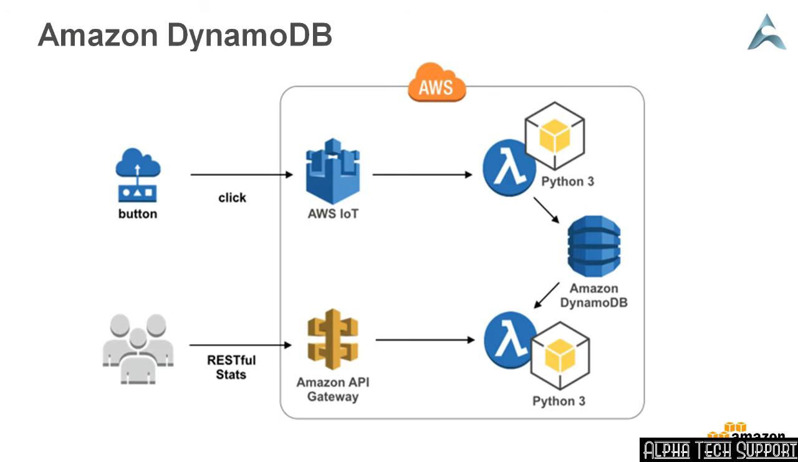This is another use case for DynamoDB. Here we have integrated multiple solutions: AWS IoT, DynamoDB, and API Gateway. We have developed an IoT application where an IoT event is triggered, for example, by a button click. Then AWS IoT, which integrates your IoT device hosted on the internet, triggers a Python script via AWS Lambda.